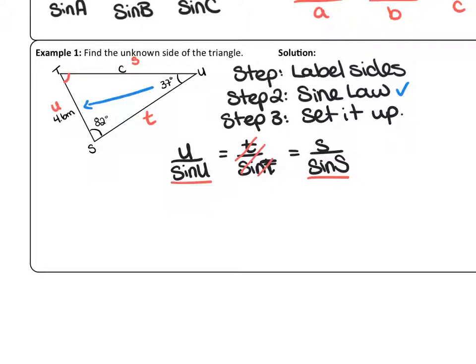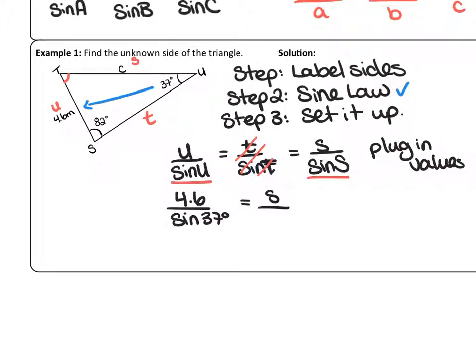Since we're not finding out anything for that. In some cases you'll use it, but not in this example. Okay, so let's plug in our values that we know. U is 4.6 meters over sine of 37. S is the one we're trying to find, over sine, and that angle is 82 degrees.